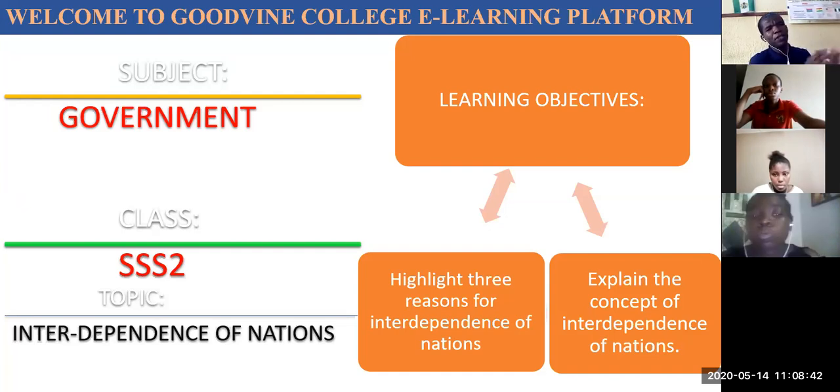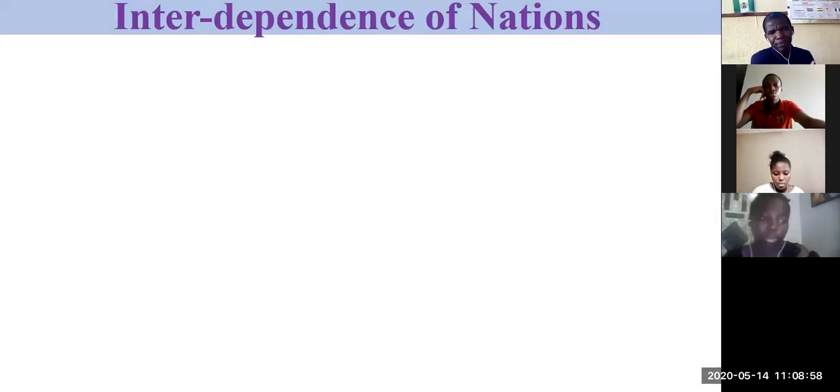Interdependence of nations in this concept means nations or countries or states depending on one another for one thing or the other. Depending on another country may be as a result of something that particular country does not have. Olamide, when you raise your hand after you have spoken, you lower your hand.